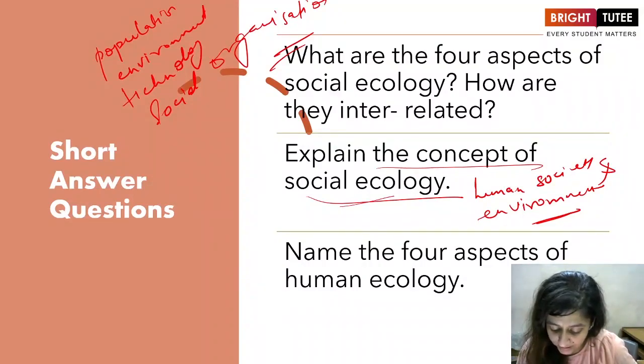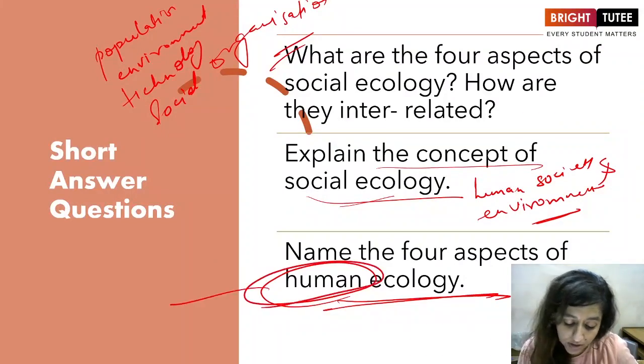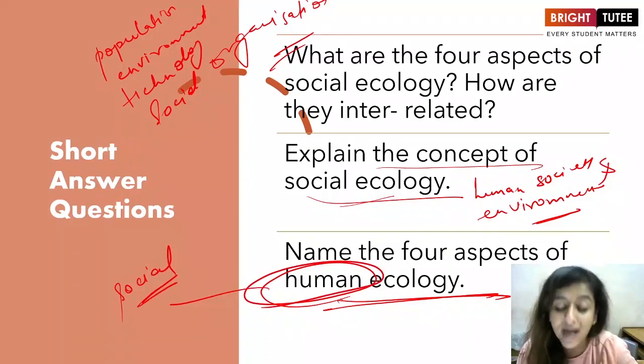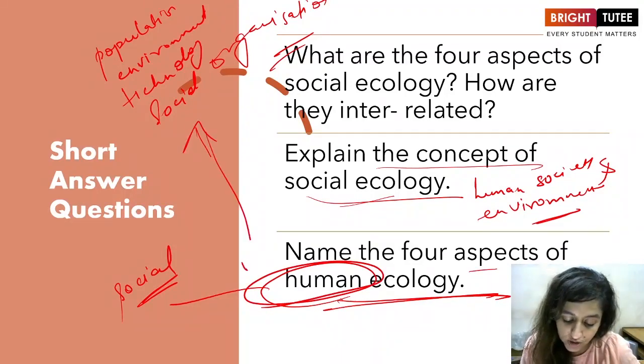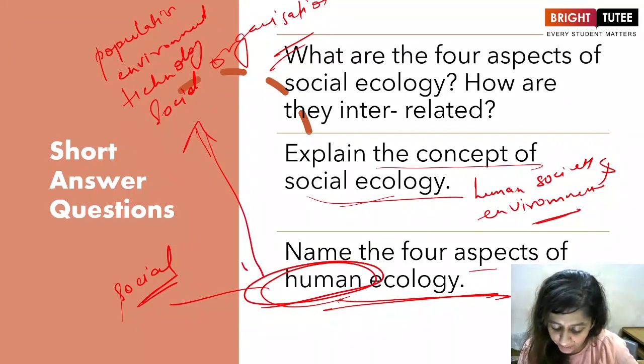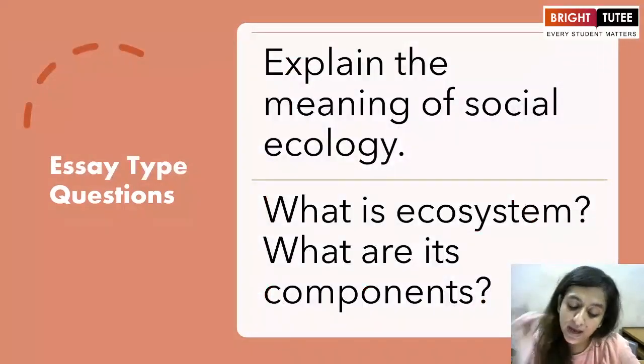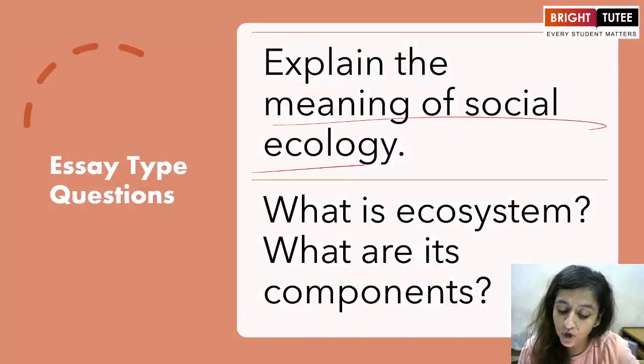Moving ahead, they are talking about the four aspects again of social ecology or human ecology. Again, you would have to remember that a lot of sociologists prefer saying human ecology for social ecology. So they are talking about the same four aspects of population, technology, environment, and social organization. Moving ahead, explain the meaning of social ecology. We have just discussed it.